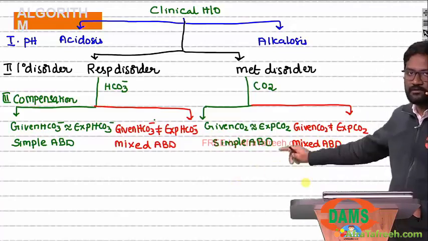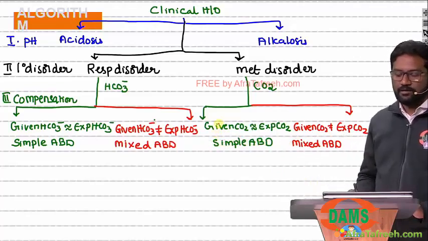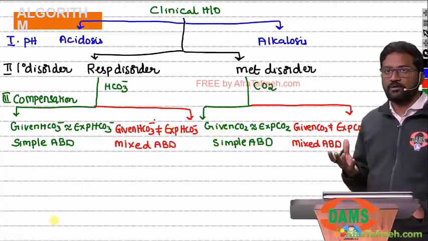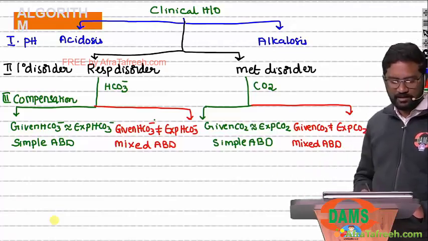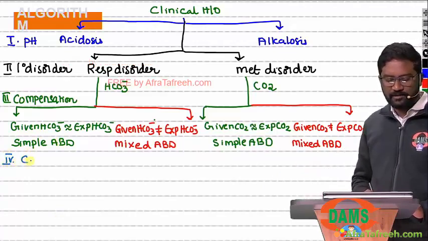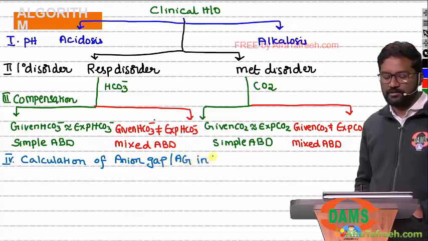Whenever there is a relevant history, what is the special name given to it? Mixed acid-base disorder. Now you need not worry about this. When I discuss all the individual acid-base disorders, I will discuss mixed acid-base disorder in detail. Then the next step after compensation is calculation of anion gap, also written as AG, in blood.